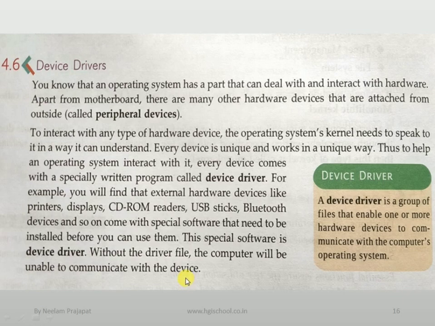You will have to install the driver CD. You will have to install the drivers from the CD which has come with the printer. Otherwise, you can download drivers also from the internet.